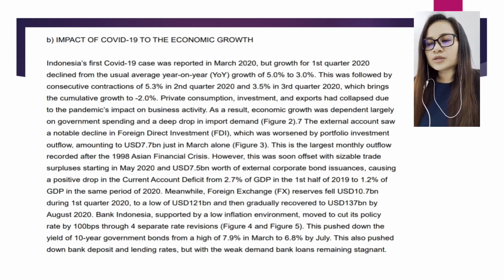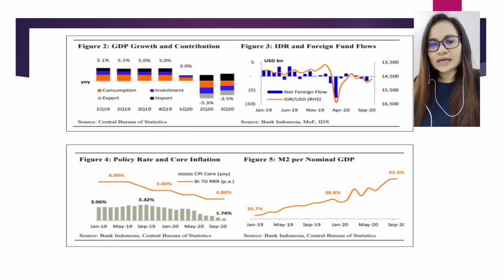Bank Indonesia, supported by a low inflation environment, moved to cut its policy rate by 100 BPS through 4 separate rate revisions. This pushed down the yield of 10-year government bonds from a high of 7.9% in March to 6.8% by July. This also pushed down bank deposit and lending rates, but with weak demand, banks' loans remained stagnant.